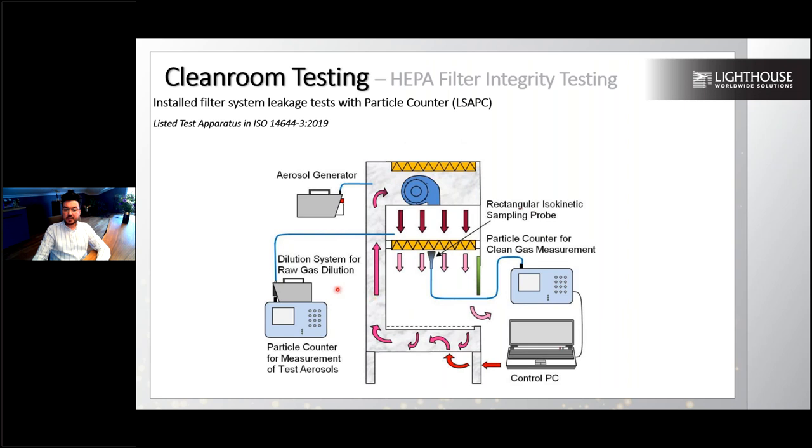The difference here is that, since particle counters count any kind of particle, unlike photometers, it's not a relative method. That's not a percentage of upstream versus downstream. This is an exact count of upstream versus an exact count of downstream. That's why we are using a dilution system.